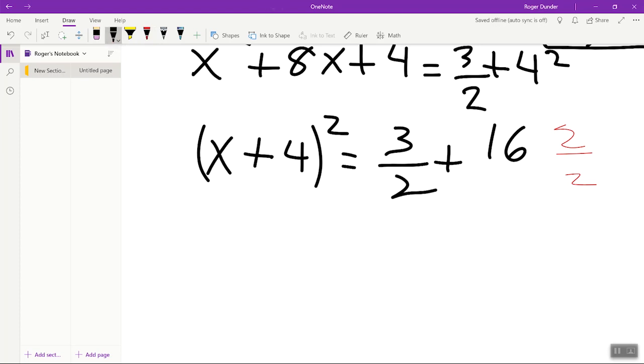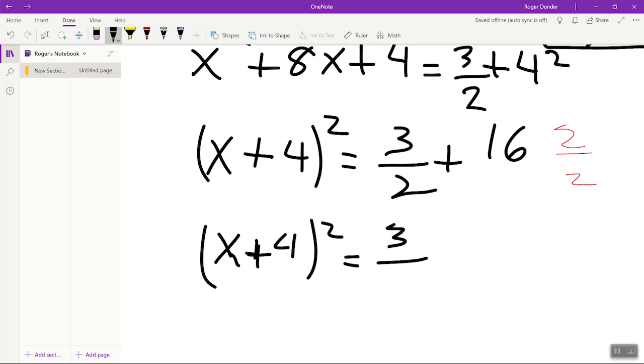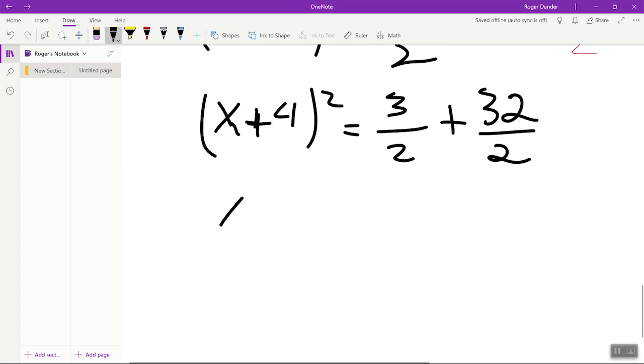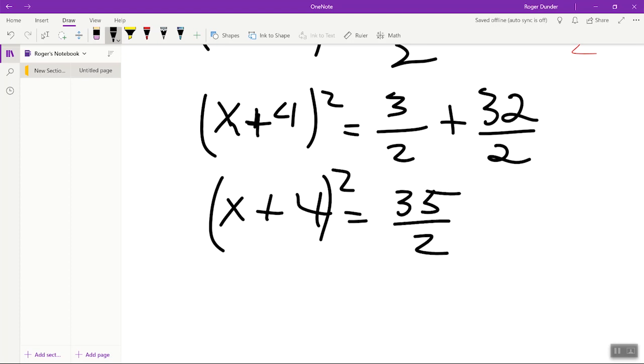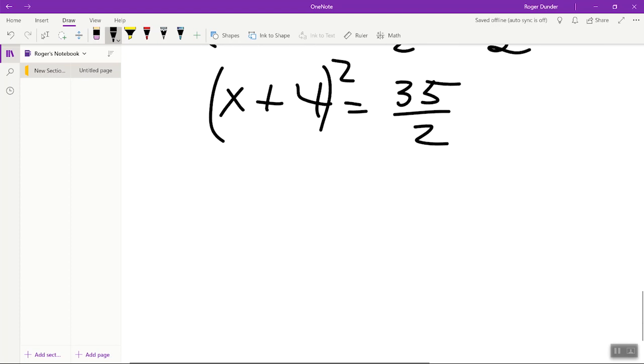So then on the left side, we'll have x plus 4 quantity squared is equal to 3 over 2 plus 32 over 2. So in the end, we have x plus 4, let's go ahead and keep the square on there for now. X plus 4 quantity squared is equal to 32 plus 3 is 35 over 2. Then I take the square root of the left and the square root of the right.